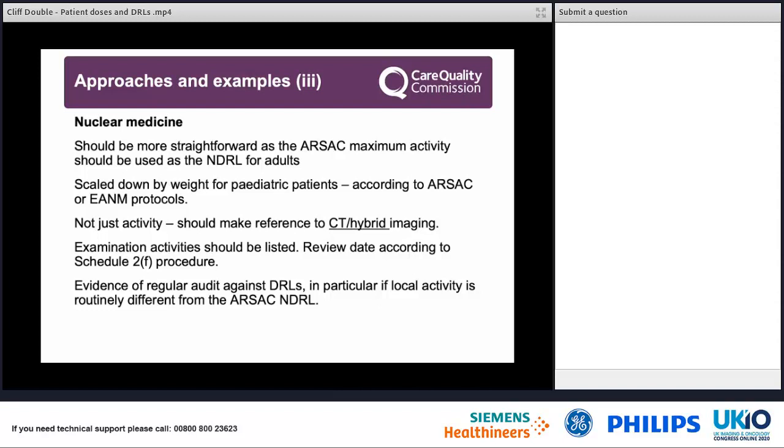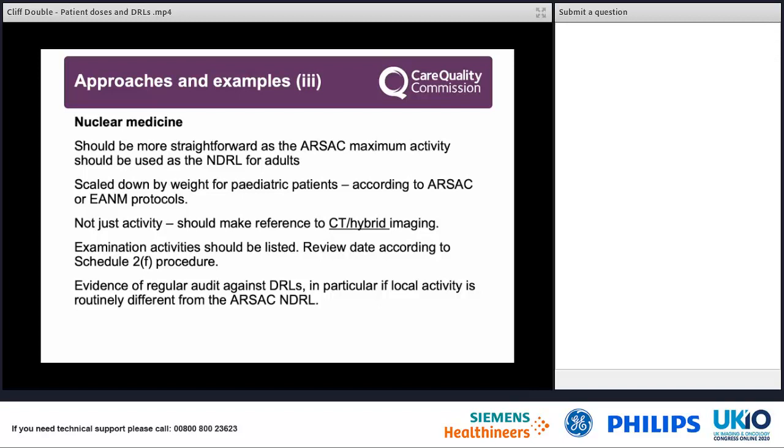My colleagues say review date according to the Schedule 2F procedure. Provide evidence of regular audit against DRLs, in particular if the local activity is routinely different from the RSAC DRL.